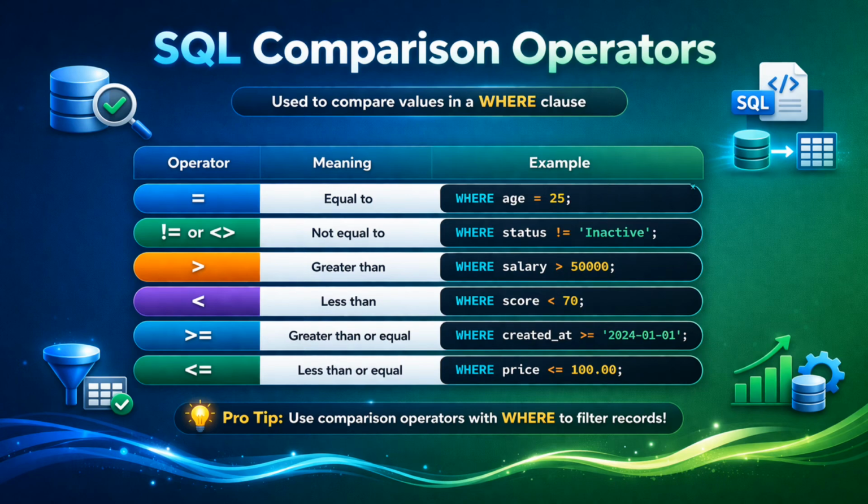SQL comparison operators are used to compare values in a where clause. Equal to checks if values match. Not equal to finds differences. Greater than and less than compare numeric values, and greater than or equal and less than or equal handle ranges. These operators help you filter and retrieve the exact records you need.